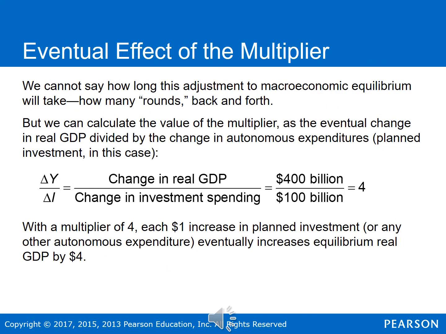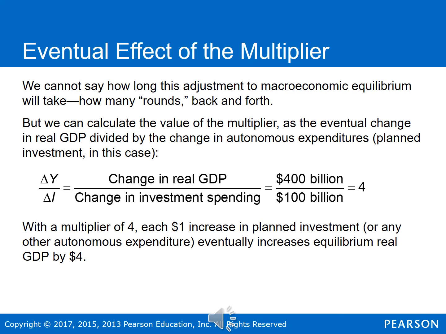So now we don't know how long it's going to take for this adjustment to macroeconomic equilibrium to occur. So using the idea from the previous slides, we don't know how many rounds it's going to take, how long it's going to take until this happens. But we know this is how the process is going to shake out. But what we can do is calculate the value of the multiplier. So we can take that as the eventual change in real GDP divided by the change in autonomous expenditures, or the planned investment.